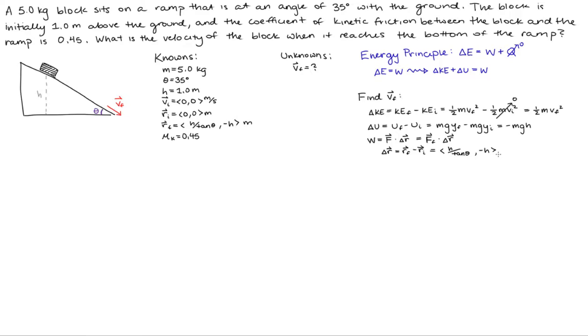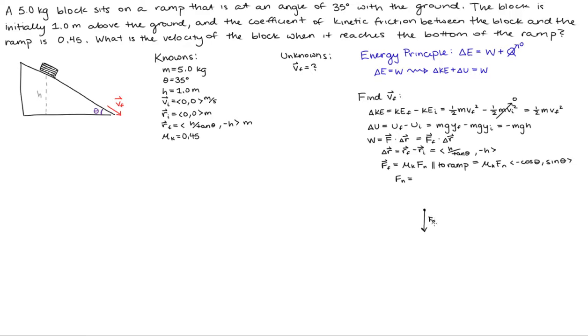Now we will find the force of friction. We know that the magnitude of the force of friction is given by mu k times the normal force, and the direction of the frictional force is parallel to the surface of the ramp. Since the friction force opposes the motion of the block, we know that its unit vector will be given by negative cosine theta in the x direction and sine theta in the y.